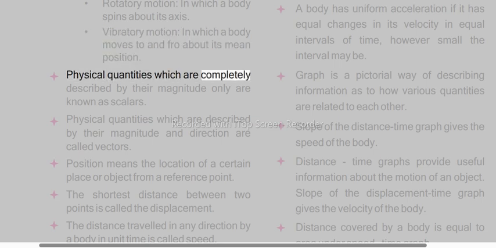Physical quantities which are completely described by their magnitude only are known as scalars. Physical quantities which are described by their magnitude and direction are called vectors. Position means the location of a certain place or object from a reference point. The shortest distance between 2 points is called the displacement. The distance traveled in any direction by a body in unit time is called speed.